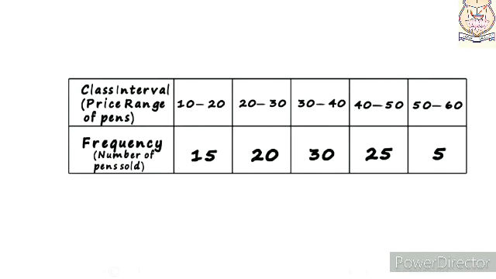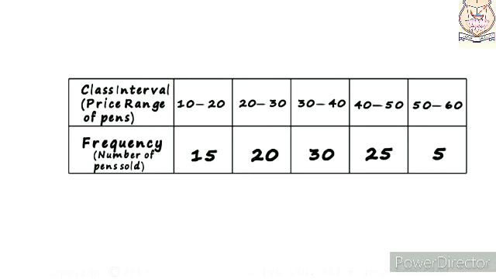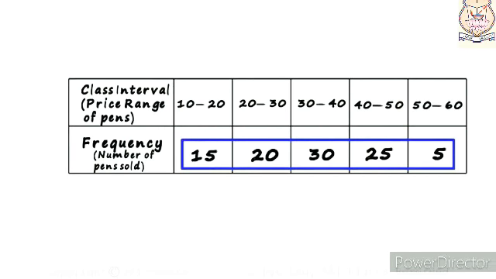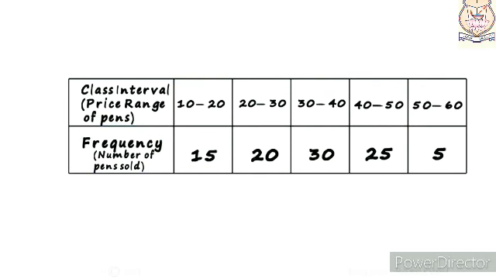In this table, we have two rows. In one, we will have the class interval, which will be the price range of pens, and in the second, we will have the frequency, that is the number of pens sold of each range. So these are the different class intervals that are given. The first range is pens that cost between 10 and 20 rupees. We can see that the upper limit of one interval is equal to the lower limit of the next interval, making it continuous.